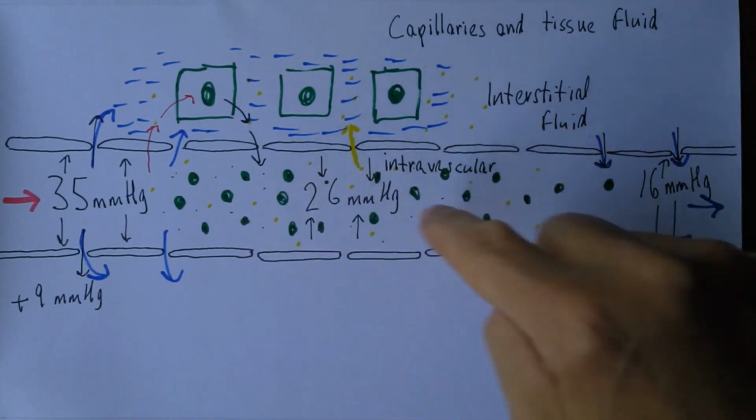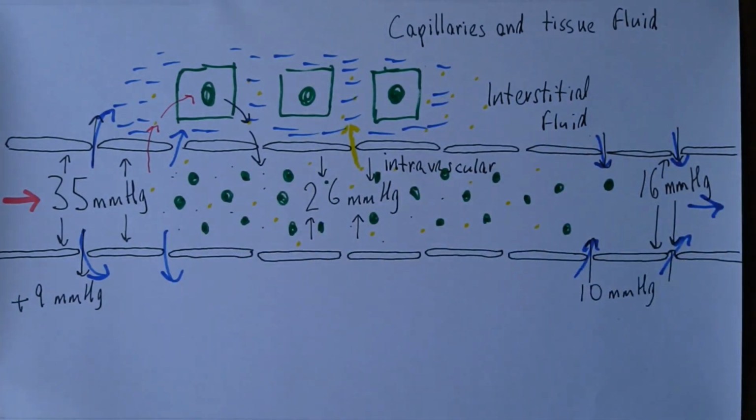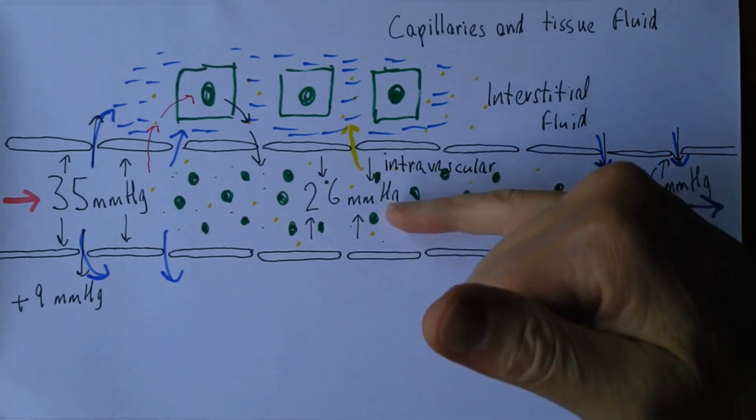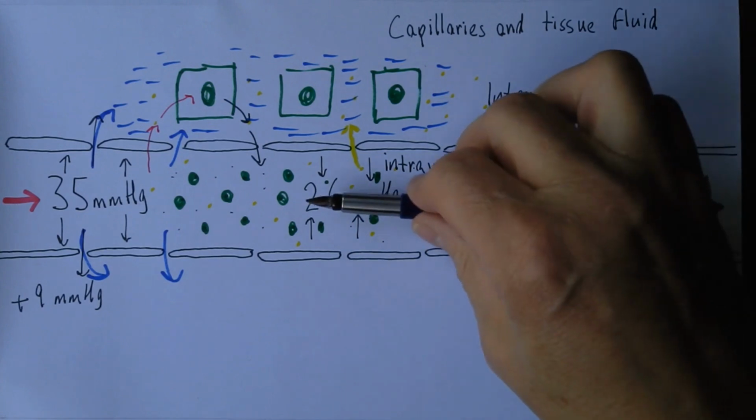Now, if we added up the osmotic effect of the sodium and the potassium and all the ions, this would give us an osmotic effect of thousands of millimeters of mercury. But because they're the same on both sides, that's pretty well cancelled out. So we see the difference is the presence of the plasma proteins.